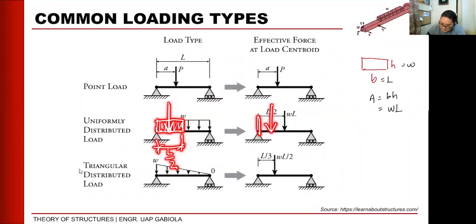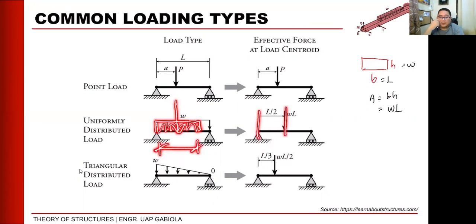And magiging distance niya will be kalahati ng L over 2, which is L over 4. Okay? So, depende kung hanggang saan. Kung halimbawa, hanggang dito sa portion na to yung ating uniformly distributed load, yung kanyang ECL will be do sa centroid noon. And whatever tong length na to, yung half nun, yung location niya mula dun sa point na yan. Okay?